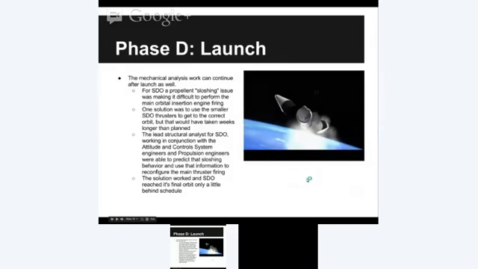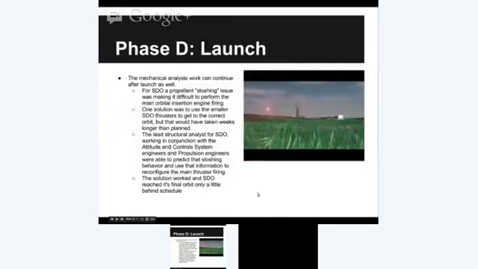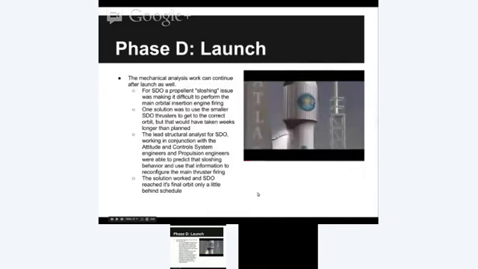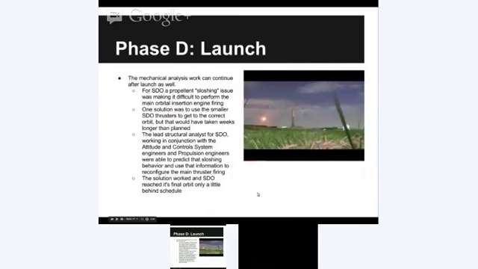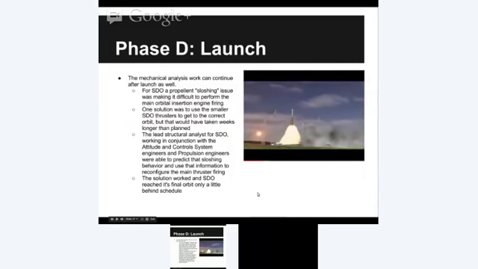And then finally, the end of phase D is launch. Now, normally, for most parts, a structural analyst, once the payload is shipped to the Cape and is loaded up and launched, that's generally the end of our job. However, for SDO, this is a good example of how the mechanical analysis work actually can continue after launch.